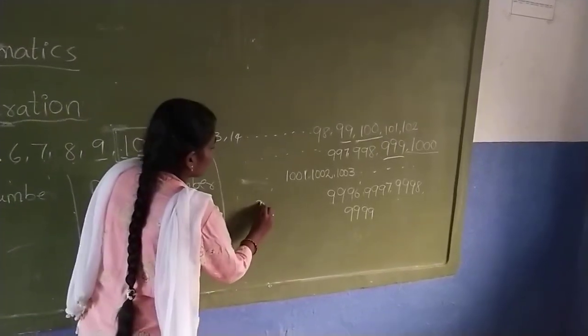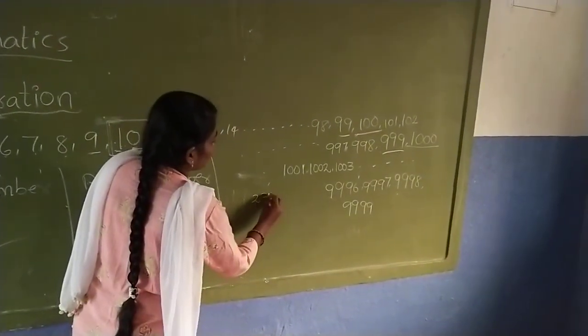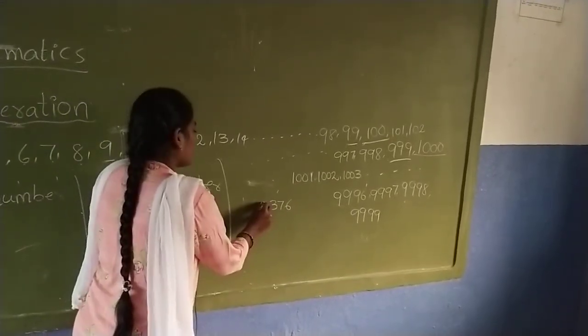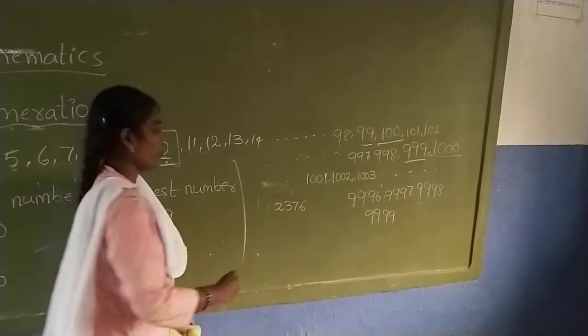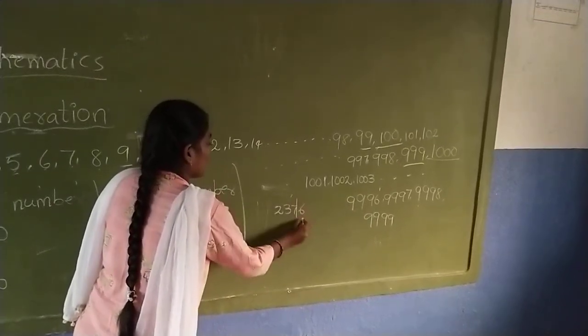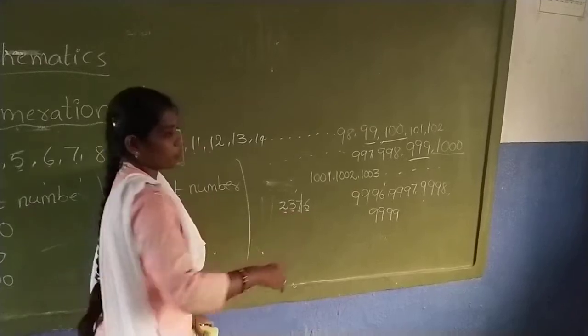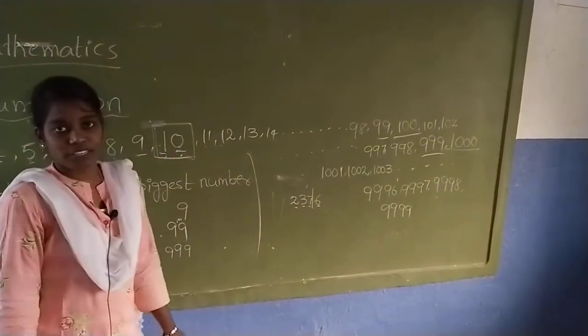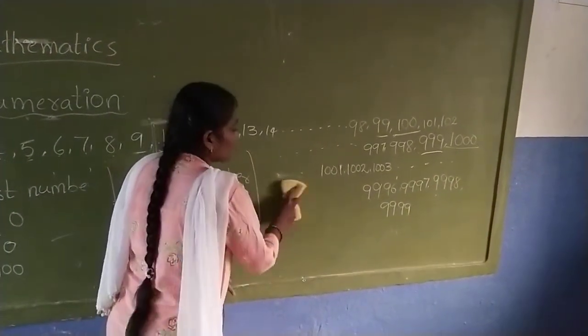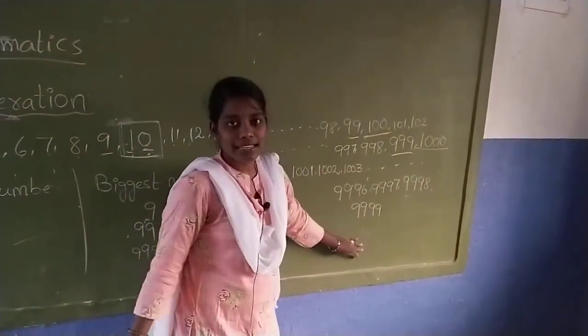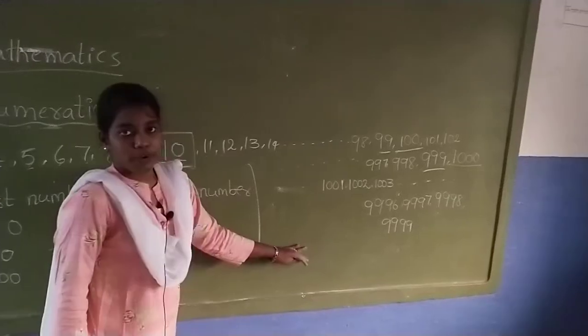For example, 2376. This 2376 has four digits. One is 6, one is 7, one is 3, one is 2. This number has four digits. That's why this is called a four-digit number. From 1000 to 9999, these are called four-digit numbers.